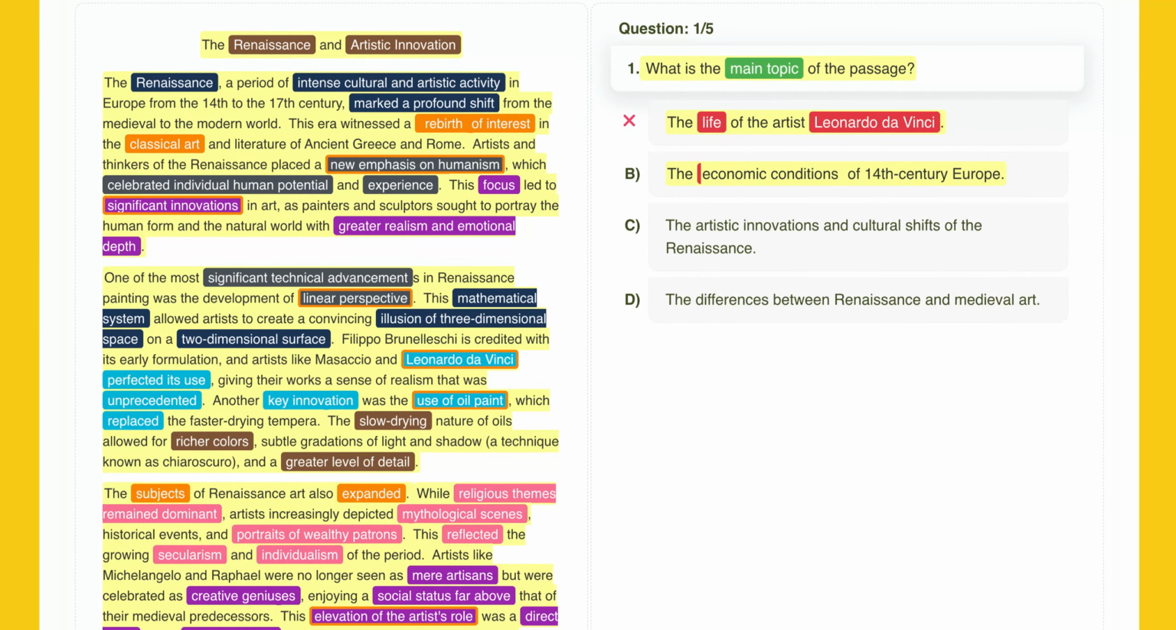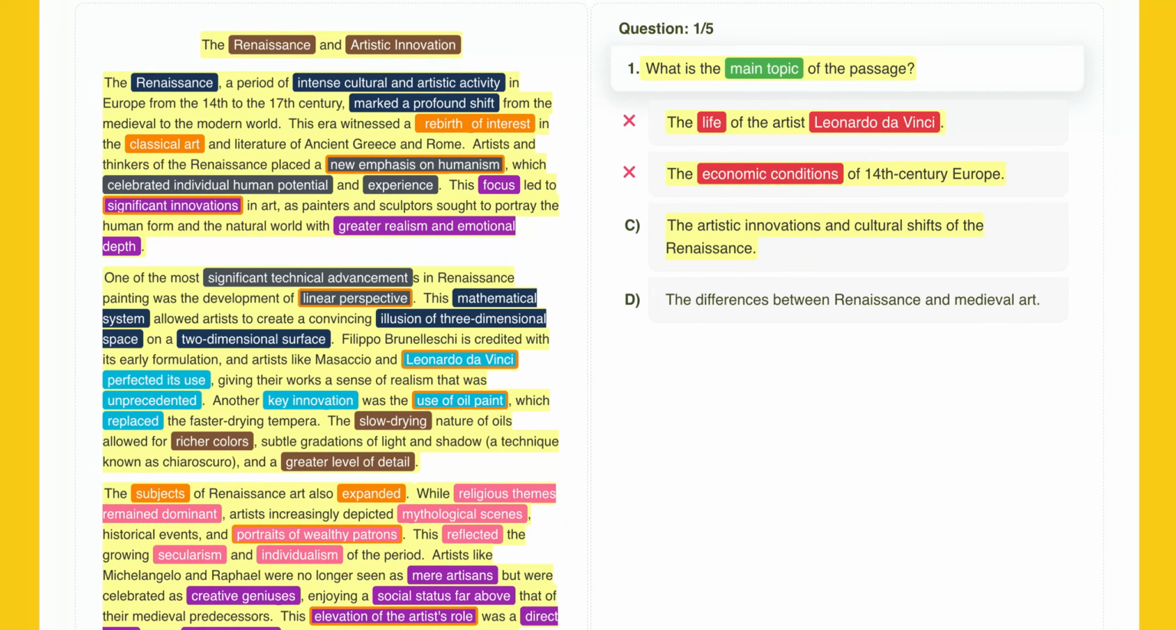Next, we'll examine option B, the economic conditions of 14th century Europe. Option B focuses on economic conditions. Although it mentions wealthy patrons, the passage is about art and innovation, not about money, trade, or general economics. It misses the primary focus of the text. Incorrect.